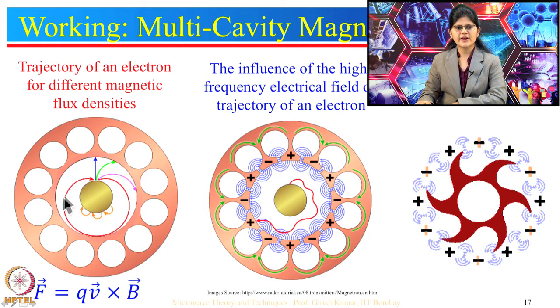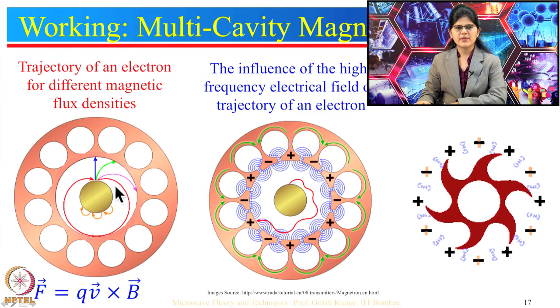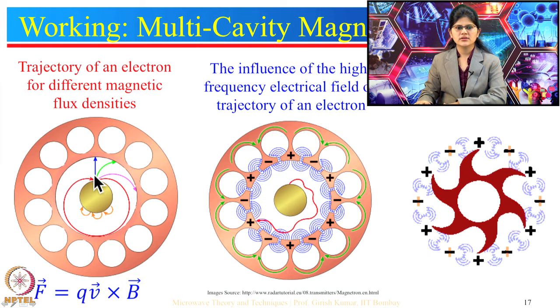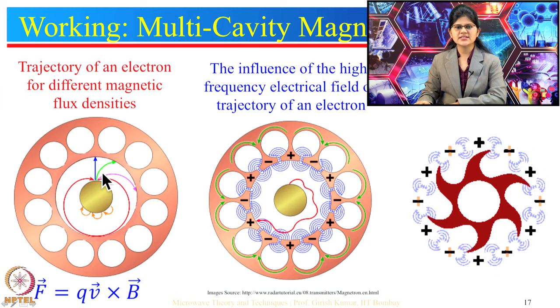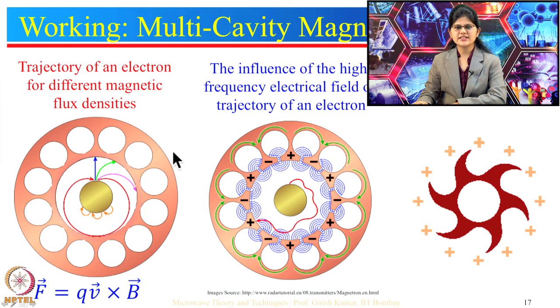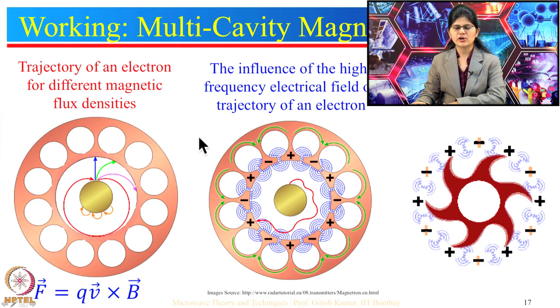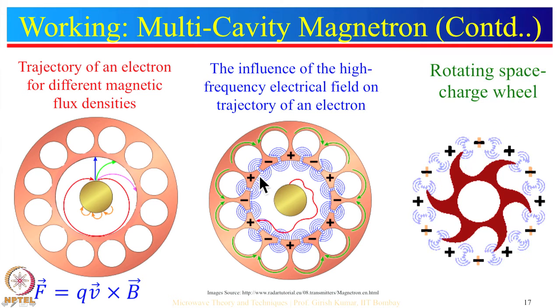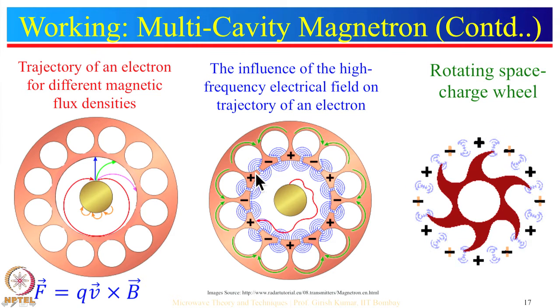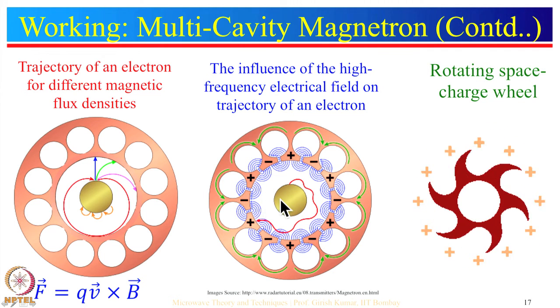So, this is the effect of different magnetic flux densities on the path of electron beam. Now, let us see the effect of AC field on the path of electron beam. So, DC electric field is present from anode to cathode radially inward.